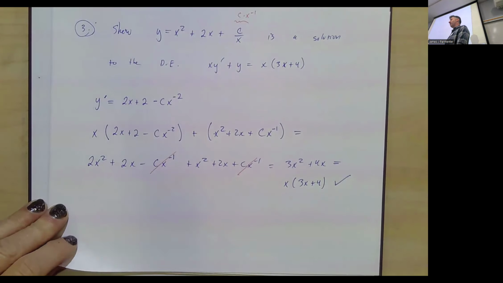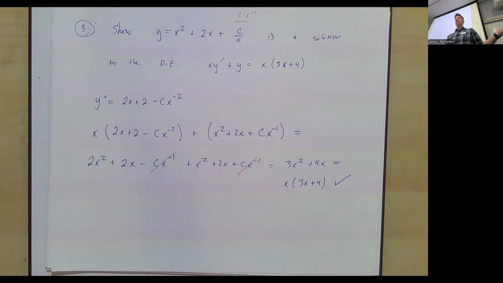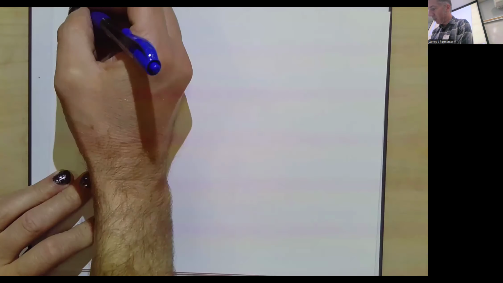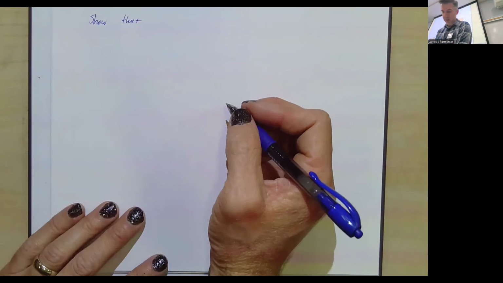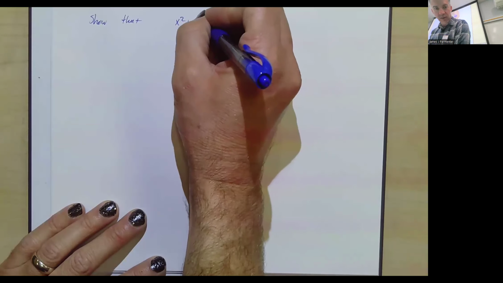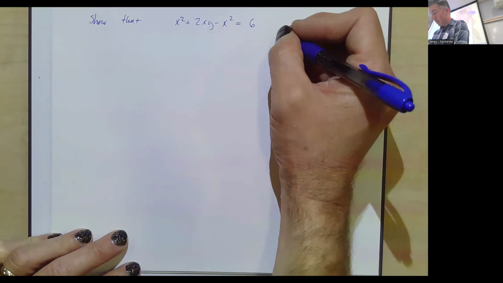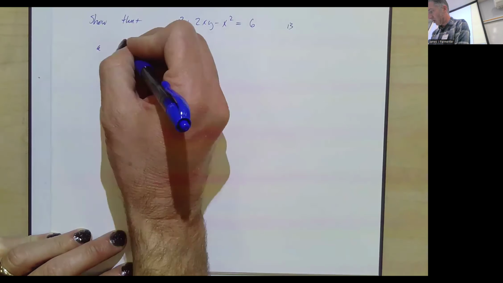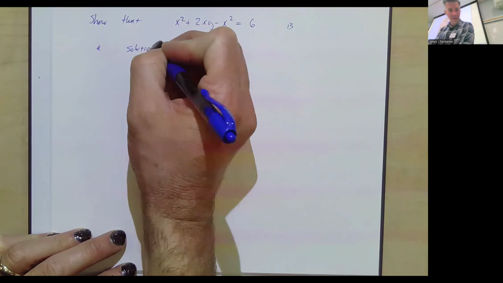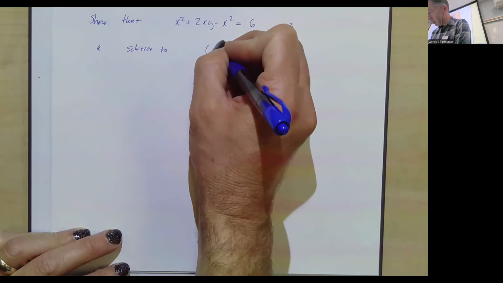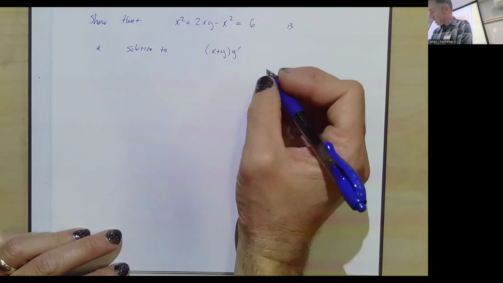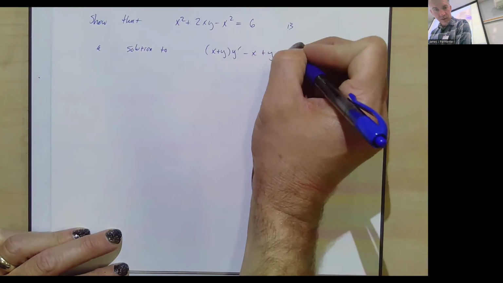So most of the time they're like this, where they give you y as a function and you take y, take its derivatives, throw them where they need to go. But sometimes it's not quite so cut and dry. For example, we want to show that the equation, yeah, let's pick this one, x squared plus 2xy minus x squared equal to 6, is a solution to the differential equation x plus y times y prime minus x plus y equal to 0.